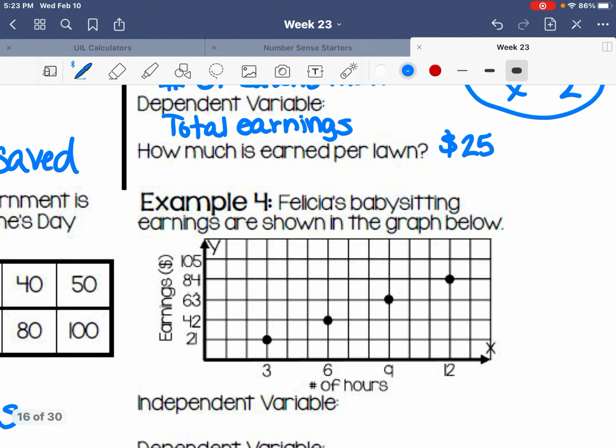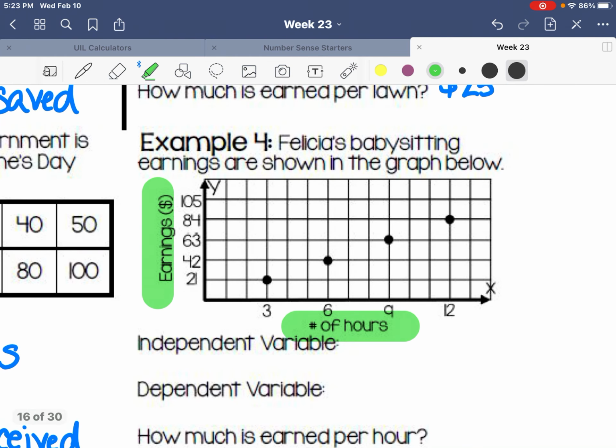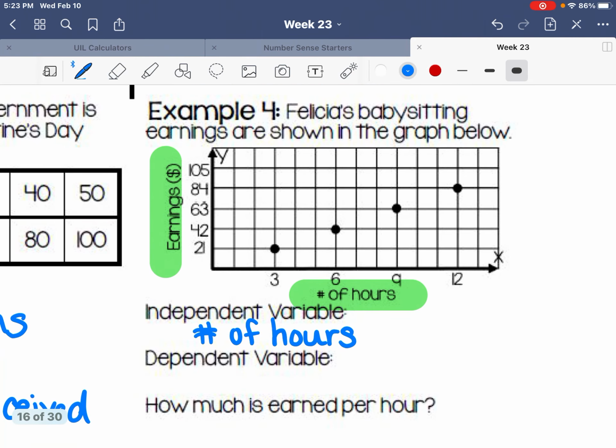And then the last example, Felicia's babysitting earnings are shown in the graph below. As we see, their earnings are here on the vertical axis. The hours are here on the horizontal axis, which tells me that the number of hours that she babysits determines how much money she makes. If she babysits no hours, she will make no money. And then her total earnings are the dependent variable.